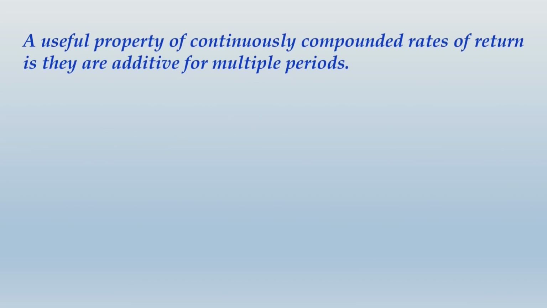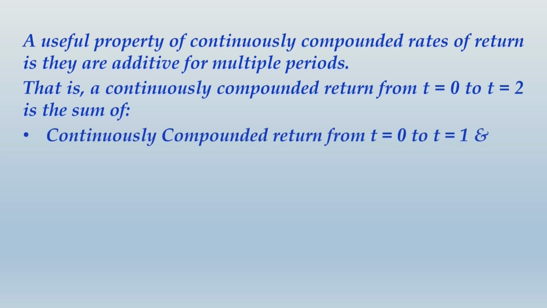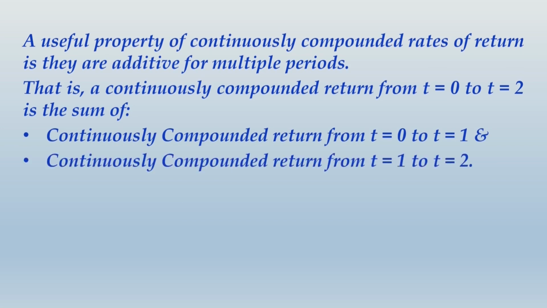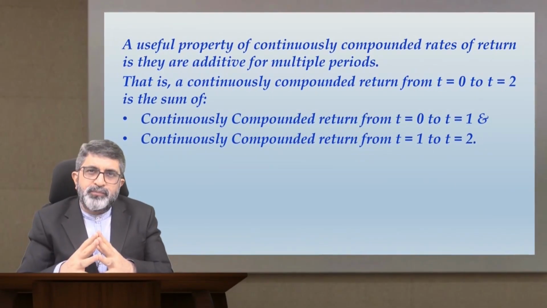A useful property of continuously compounded rates of return is they are additive for multiple periods. That is, a continuously compounded return from t equal to 0 to t equal to 2 is the sum of continuously compounded return from t equal to 0 to t equal to 1 and continuously compounded return from t equal to 1 to t equal to 2. So what exactly is this paragraph trying to convey to you?